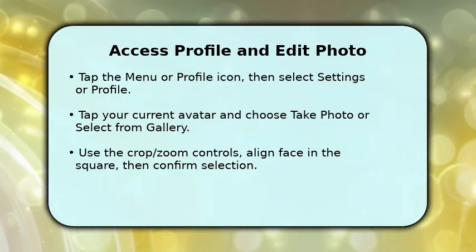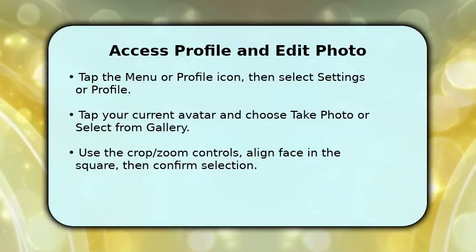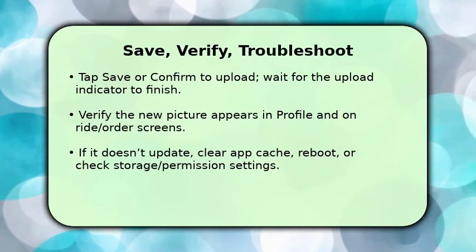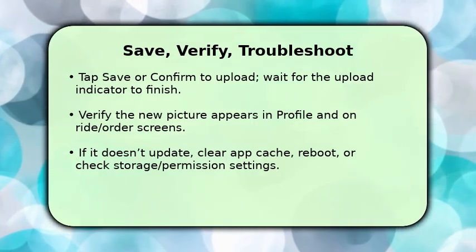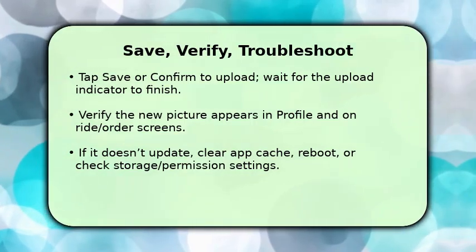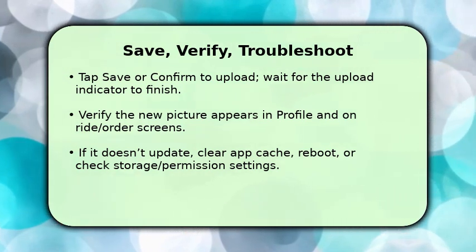Take a moment to preview the crop because that exact square becomes your profile image across the app. After adjusting the crop, tap Save or Confirm and watch for the upload spinner to finish. Do not close the app while it's uploading. Once done, return to your profile and to a ride/order screen to verify the new avatar is visible.